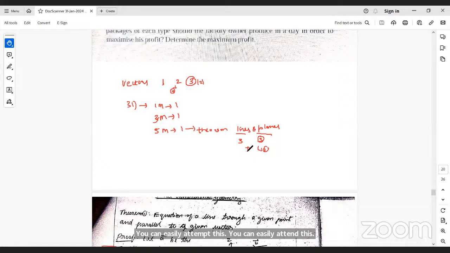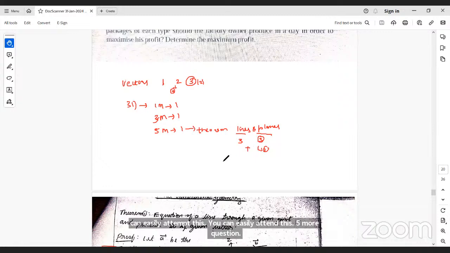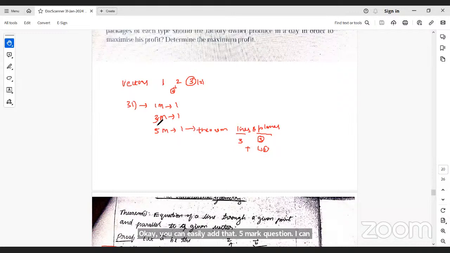You can easily attempt the 5 mark question. Easily you can attempt it. Okay. So 5 mark 1, 3 mark 1, and 1 mark 1 question. Okay. So see, both the chapters together will fetch you 20 marks.